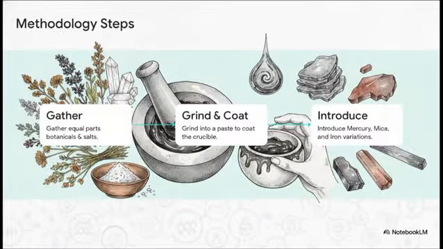So if we break down the manufacturing process detailed in the text, we actually see exact classical ratios at play. The explicit instruction is to gather equal parts, a strict 1-to-1 ratio, of the specific botanicals and salts. After you grind them into a protective paste to coat the musha, or the crucible, equal parts of the metals, mercury, mica, and those 3 variations of iron, are introduced into this prepared vessel. The ultimate theoretical goal of this whole amalgamation process was the creation of a highly potent, new amalgamated substance known as the Mrita Sanjivani Gutika.